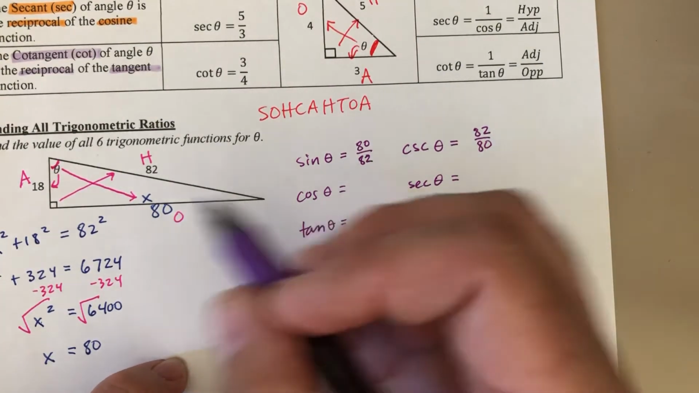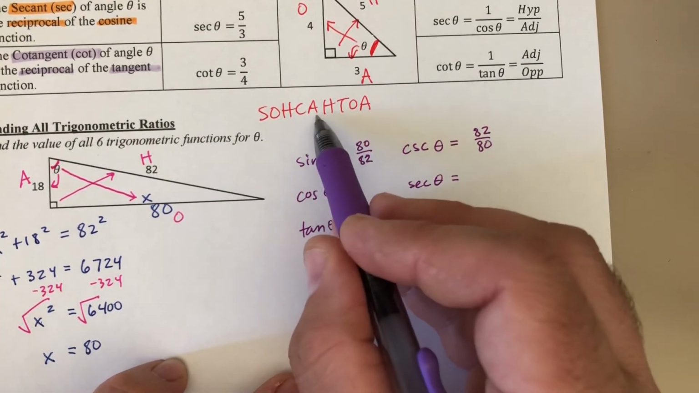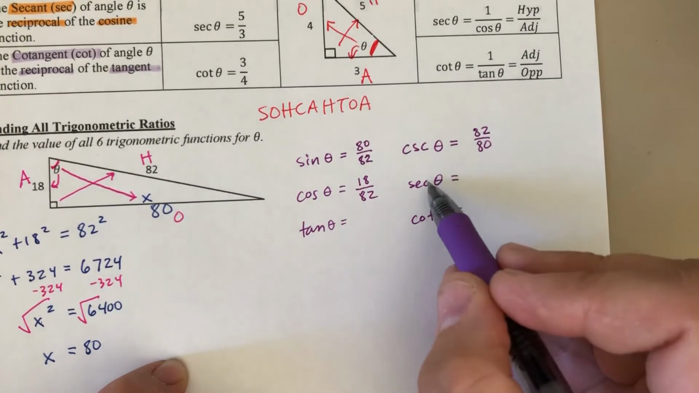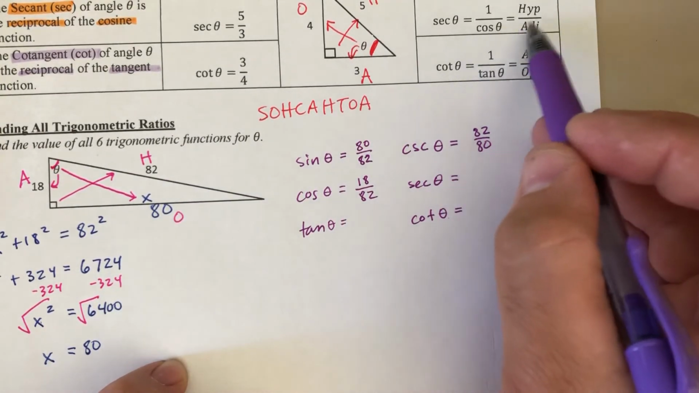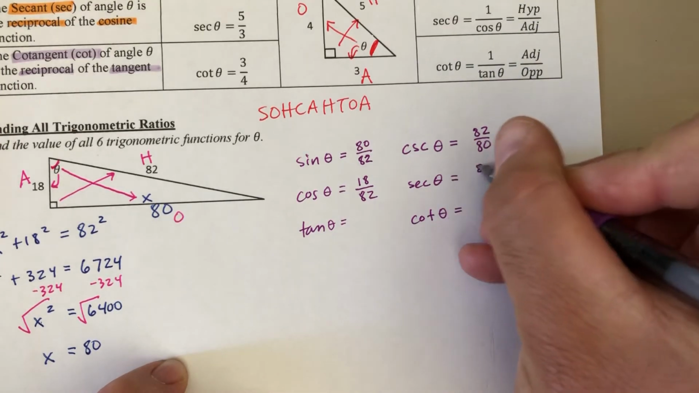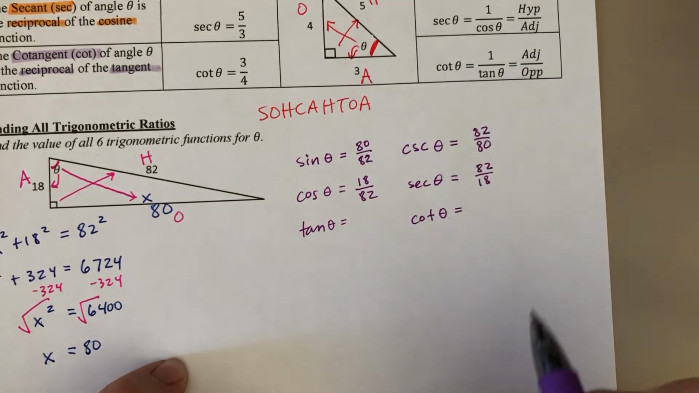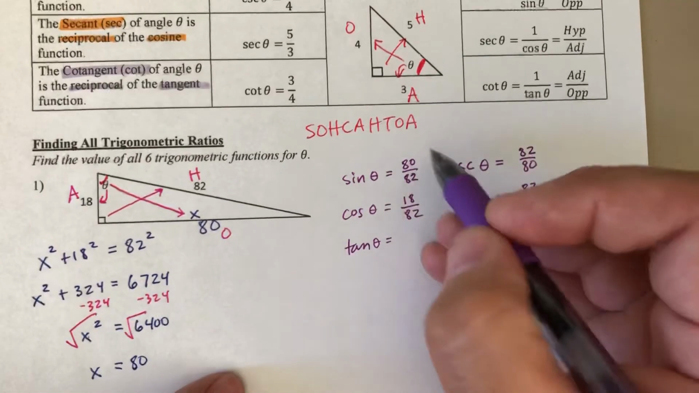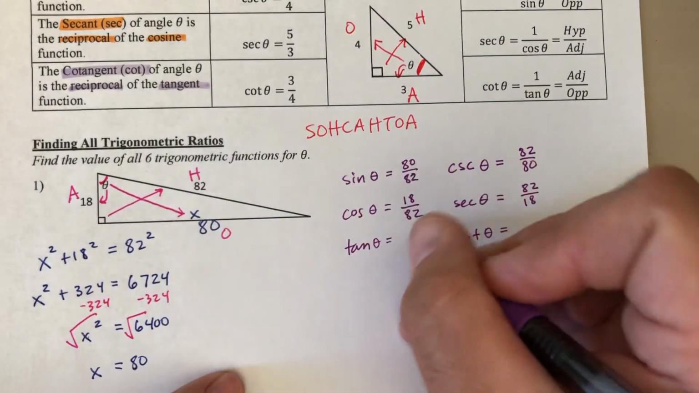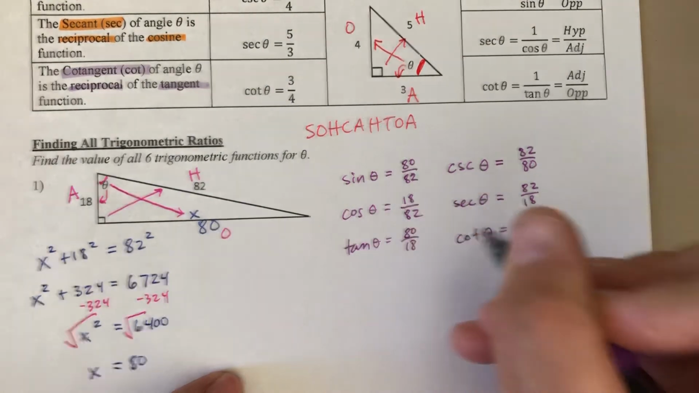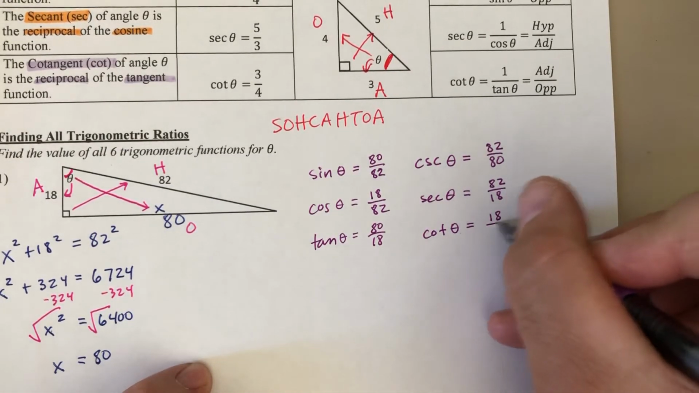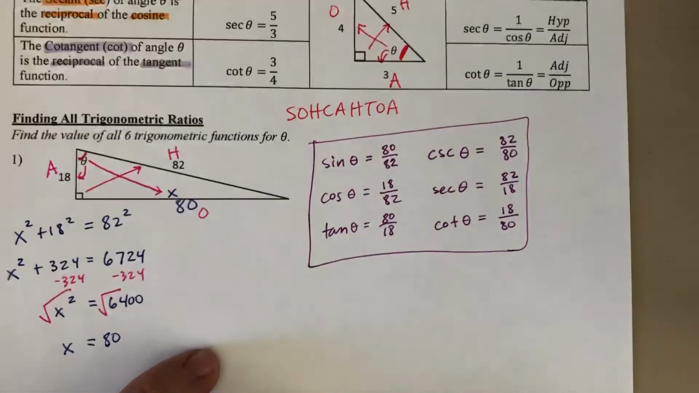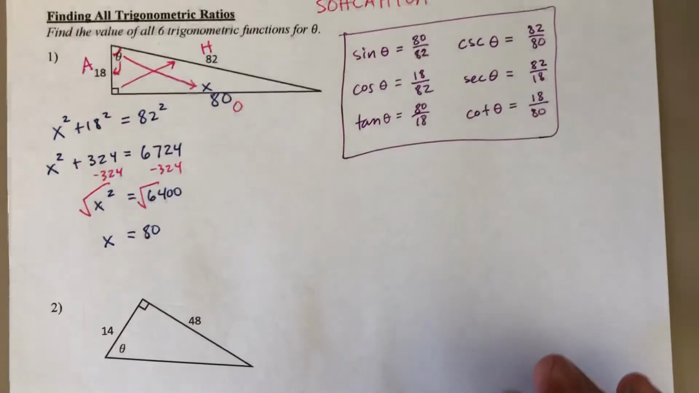Okay, cosine theta is A over H, right? So A over H, 18 over 82. Secant is the flip of that, the reciprocal of that. So just flip it over, 82 over 18. And tan theta, tan is O over A, right? TOA, O over A, so 80 over 18. And the cotangent is the reciprocal of that. And there you go.